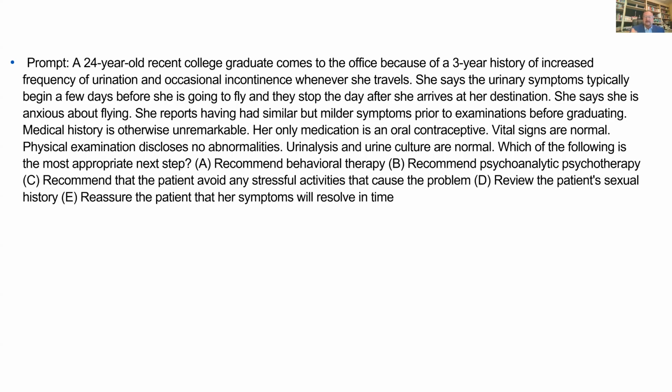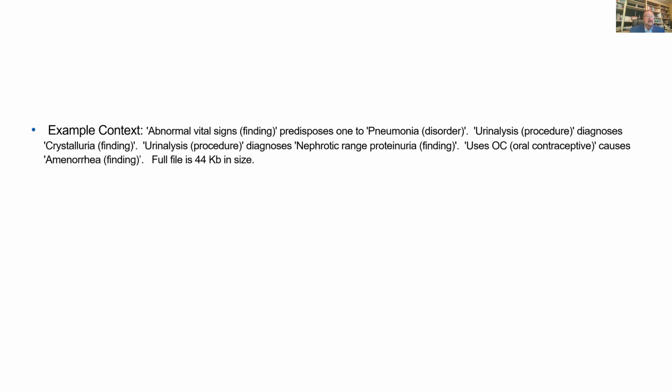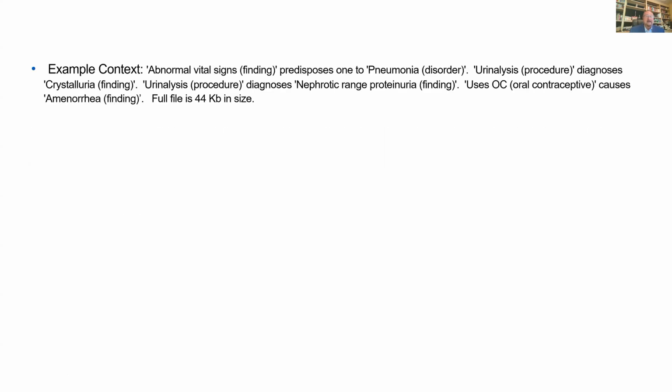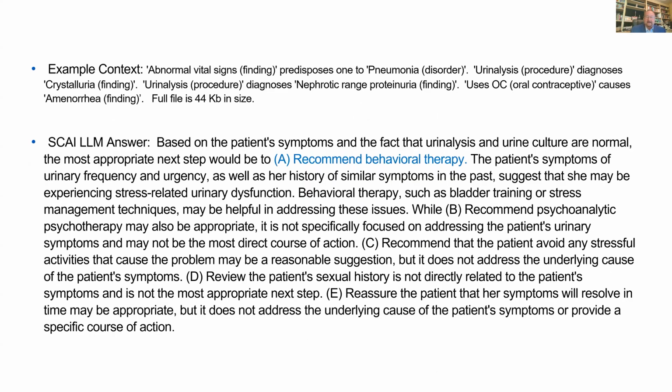And so these are the potential answers that the USMLE question gives you. The native LLM gets it wrong and says reassure the patient that her symptoms will resolve in time. And the semantic clinical AI, or SKY, we put in all these facts that we've learned, about 44 kilobytes of facts, and then it actually gets the right answer. It says recommend behavioral therapy because the person has an anxiety reaction.